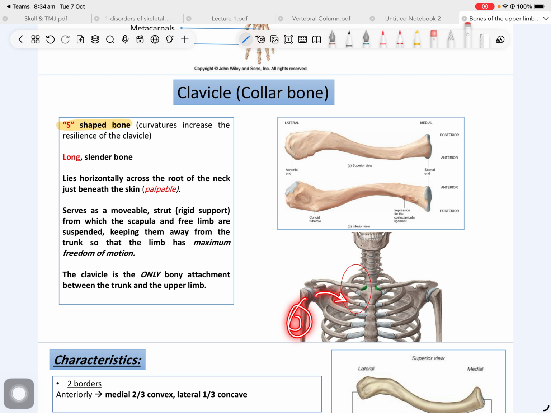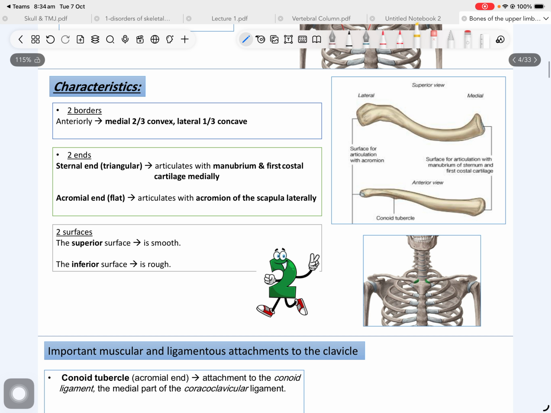Okay? This bone is palpable, so it means that you can feel it on the patient, and it is a long bone. What does it mean that it is a long bone? It means that it has two ends and a shaft in between. Okay? So, what are the characteristics of this bone? We call this bone the bone of twos because it has two ends, it has two surfaces, and it has two borders. Let's start with the ends.